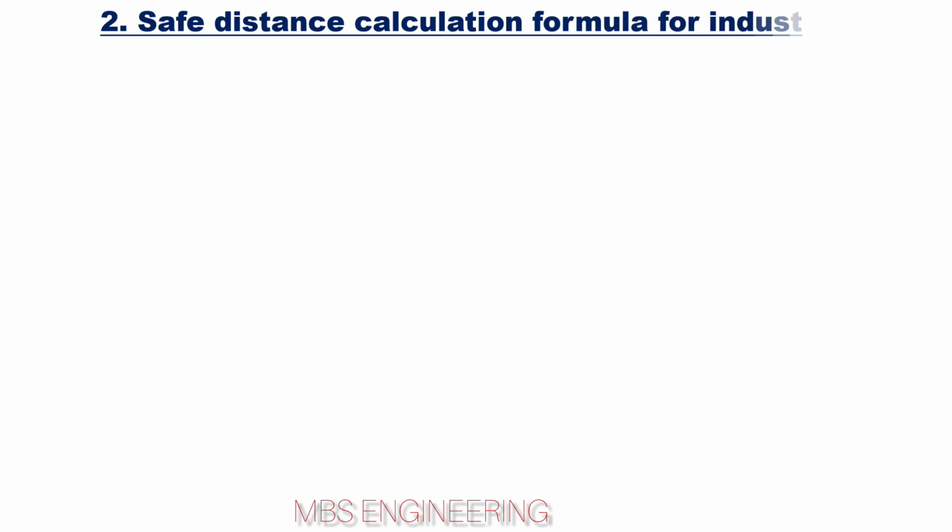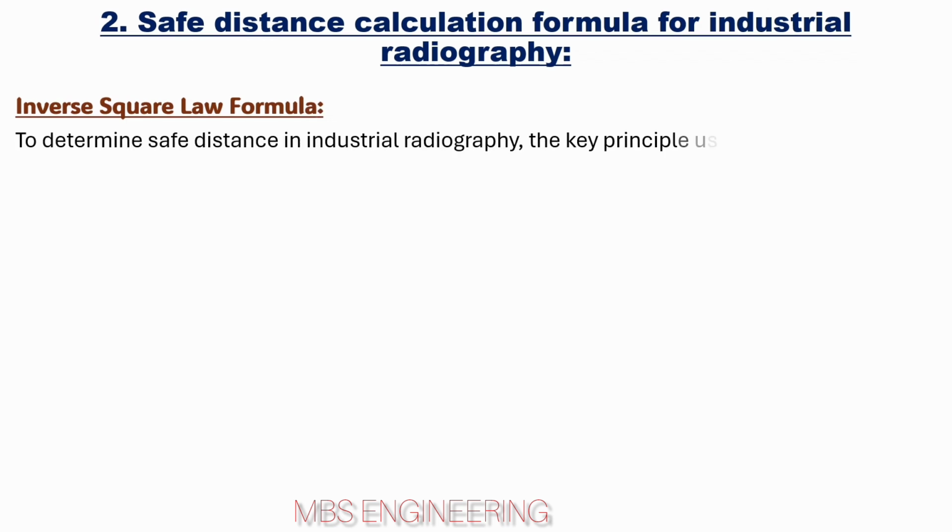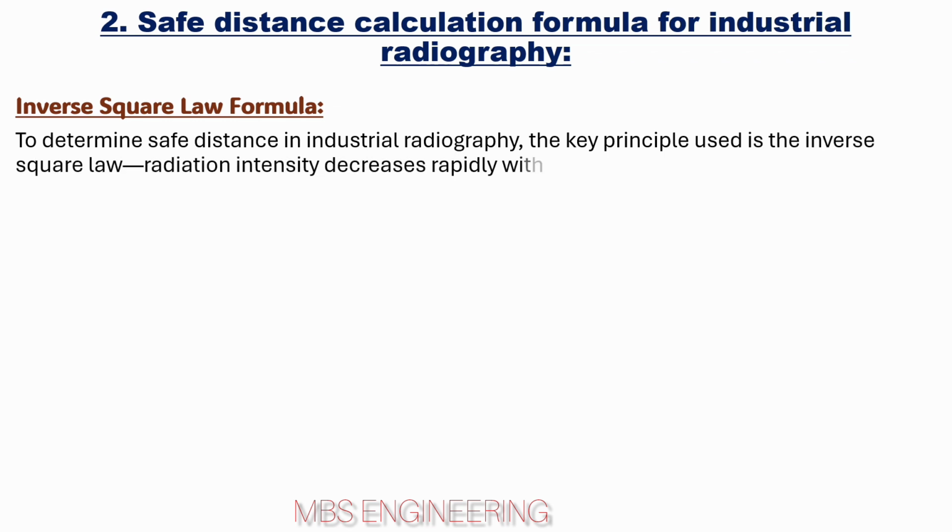Next, we will learn and understand the safe distance calculation formula for industrial radiography. Next, to calculate safe distance, we use the inverse square law. To determine safe distance in industrial radiography, the key principle used is the inverse square law. Radiation intensity decreases rapidly with distance. I1 divided by I2 is equal to D2 squared divided by D1 squared.